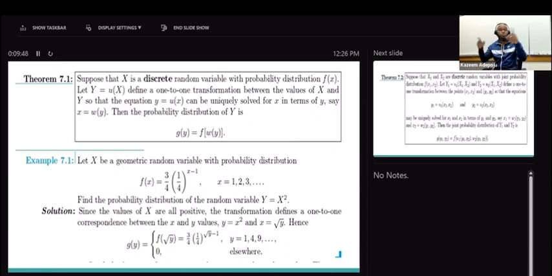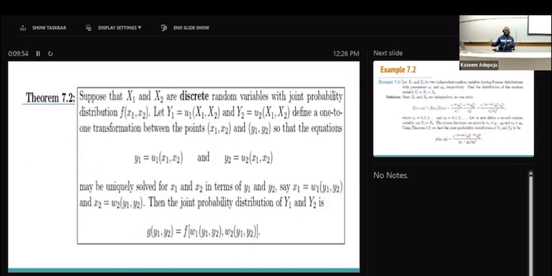That's a one-to-one. What if we're in a situation where we're talking about bivariate, where we've got two variables, and the two variables now want to move to another set of new variables? I want to talk about 2 by 2. How am I going to do that?